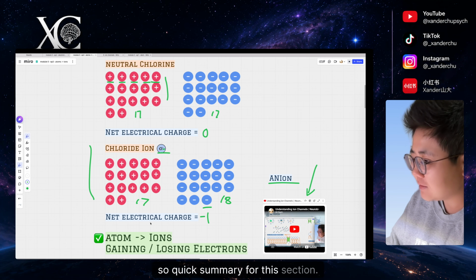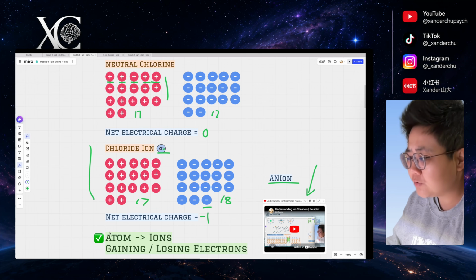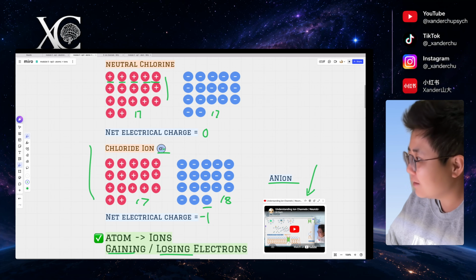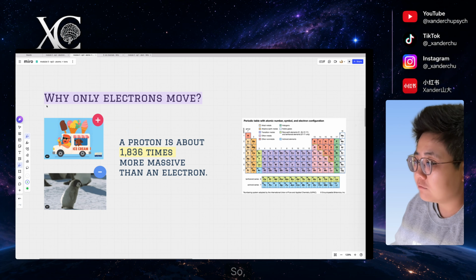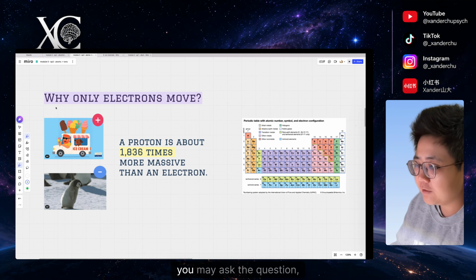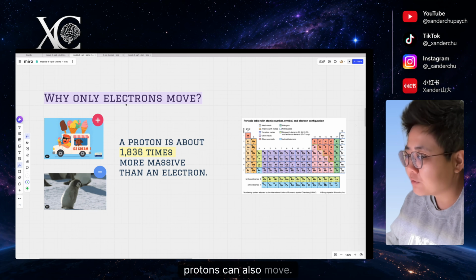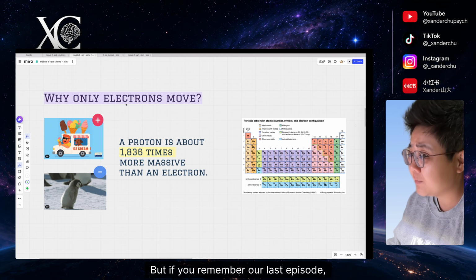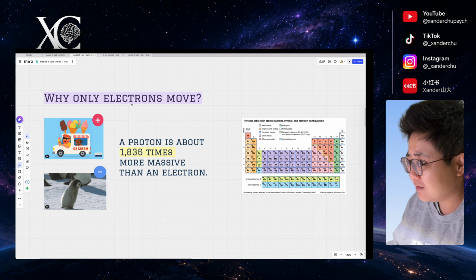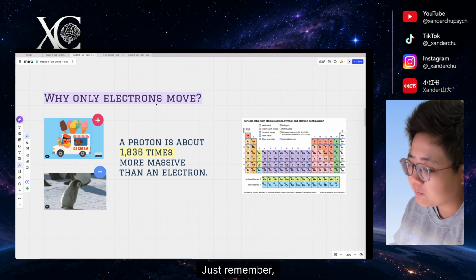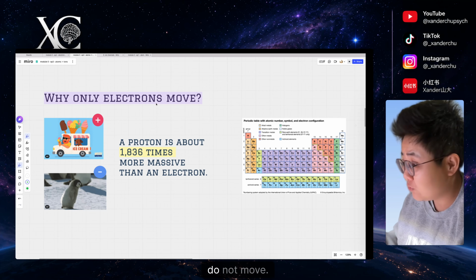So quick summary for this section. Atoms become ions by gaining or losing electrons. So for those curious minds out there, you may ask the question, why only electrons move? Well, technically, protons can also move, but if you remember our last episode, protons define the element. When the protons move, the identity is completely changed. And so in biology, we don't have to worry about protons moving. Just remember, in biology, protons do not move.